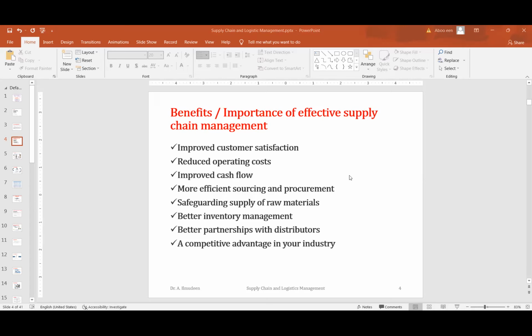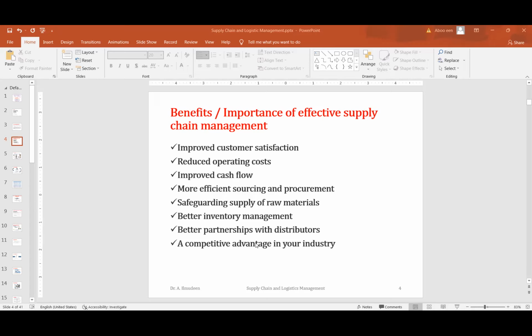The next is safeguarding supply of raw materials. In a sense, with the timely order of inventories, they can store it at the warehouses, and there is no shortage of inventories when they need the finished goods. So timely they can schedule their productions without any delays, and they don't want to wait for the raw materials, and they don't want to close their production plant. Their manufacturing processes can be continued without any delays or without any barriers. So safeguarding supply of raw materials.